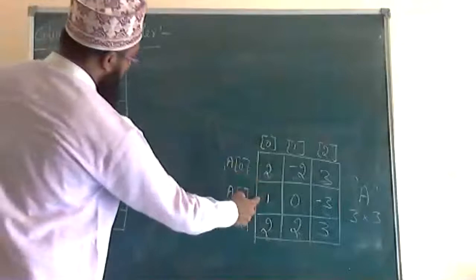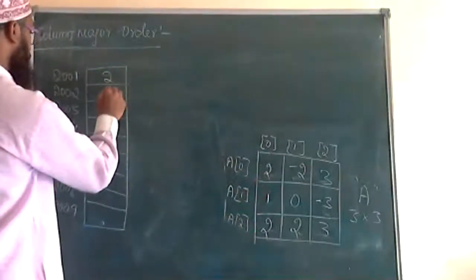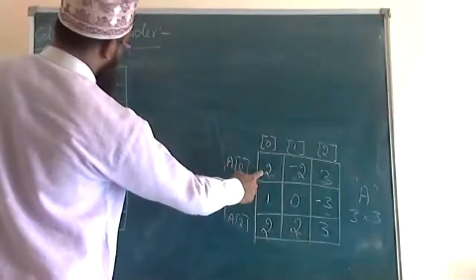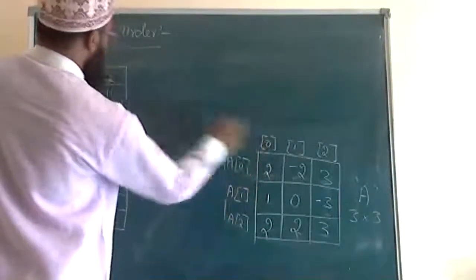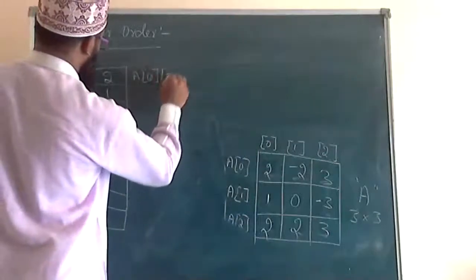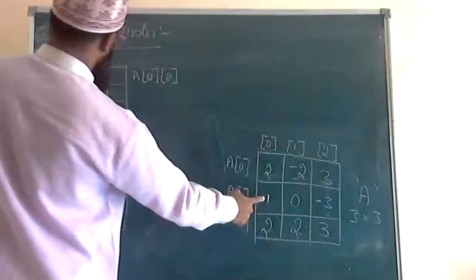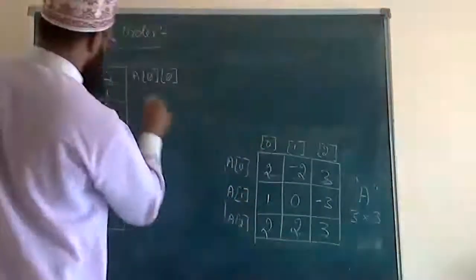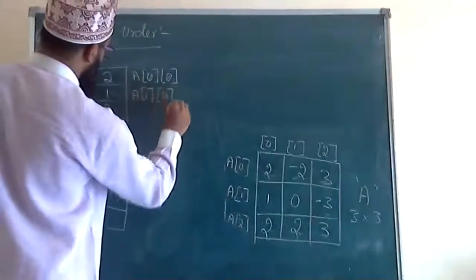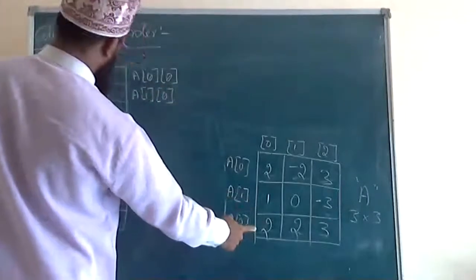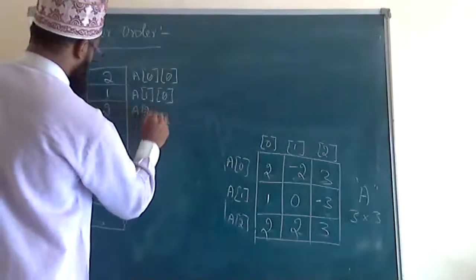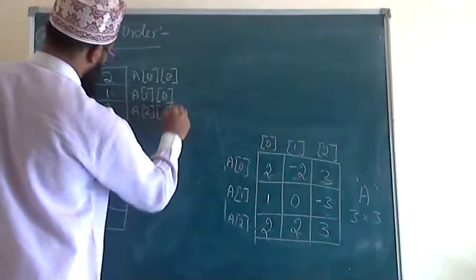Okay, take 2, 1, 2, 2, 1. Okay, this can be written as for 2, it is stored here, a of 0, 0, a of 0, 0. Okay, then 1 is stored here, for this a of 1, 0, a of 1, 0. Okay, then 2 is stored here, for this 2, a of 2, 0, a of 2, 0.